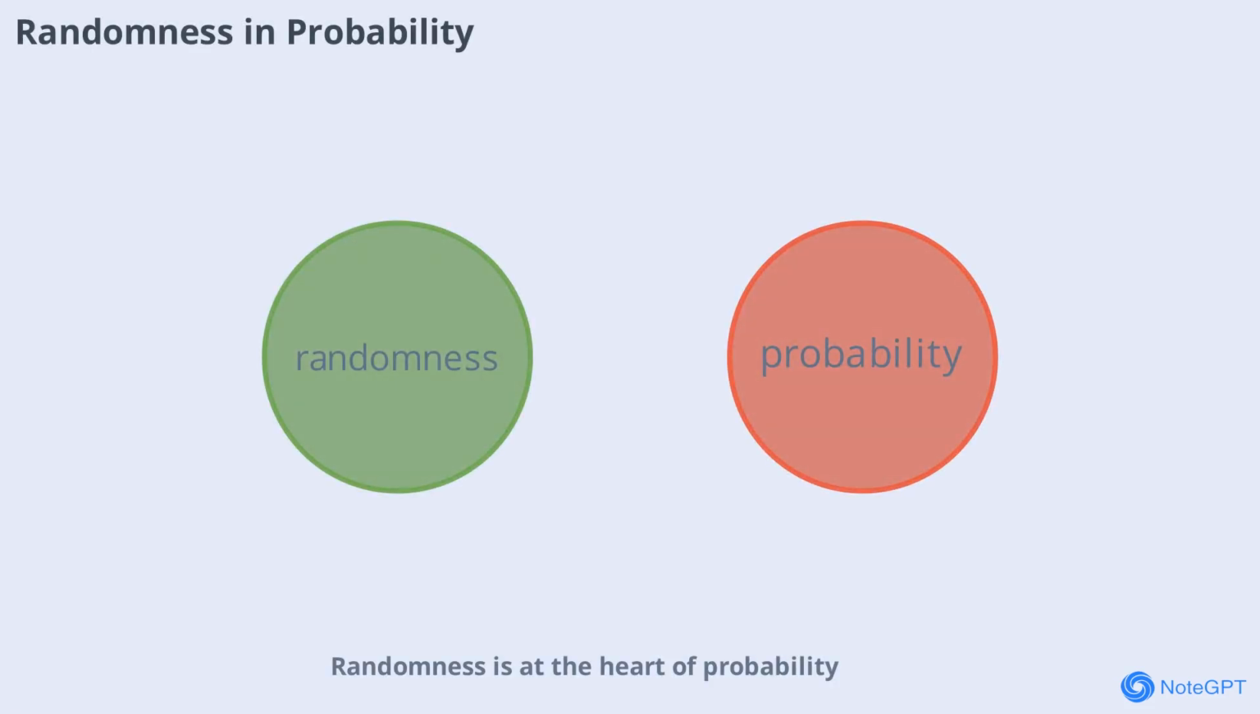Randomness is at the heart of probability. A random event is one where the outcome cannot be predicted with certainty. For example, shuffling a deck of cards or spinning a roulette wheel. Probability gives us a way to describe and analyze random events, even when we can't predict the exact outcome.